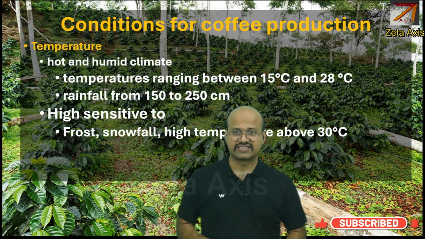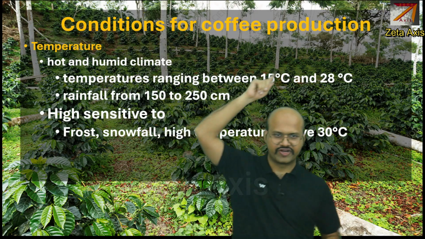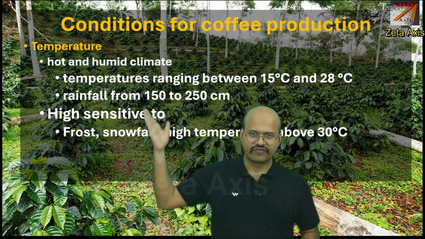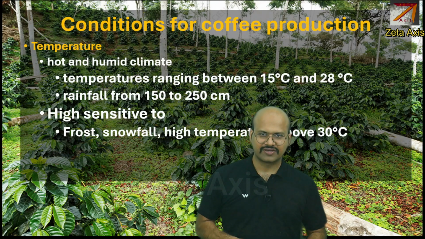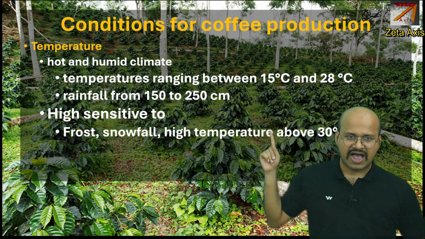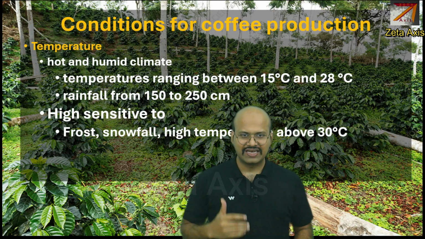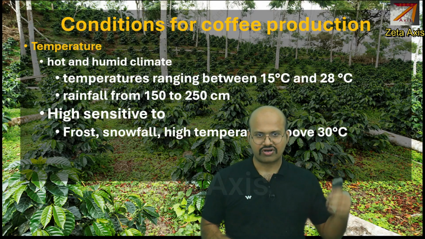Here are the conditions in detail. Temperature: hot and humid climate, between 15 to 28 degrees Celsius. Rainfall: 150 to 250 centimeters, and it is very sensitive to frost, snowfall, and temperatures above 30 degrees Celsius. Therefore, it is grown in hilly regions where the temperature does not cross this limit.